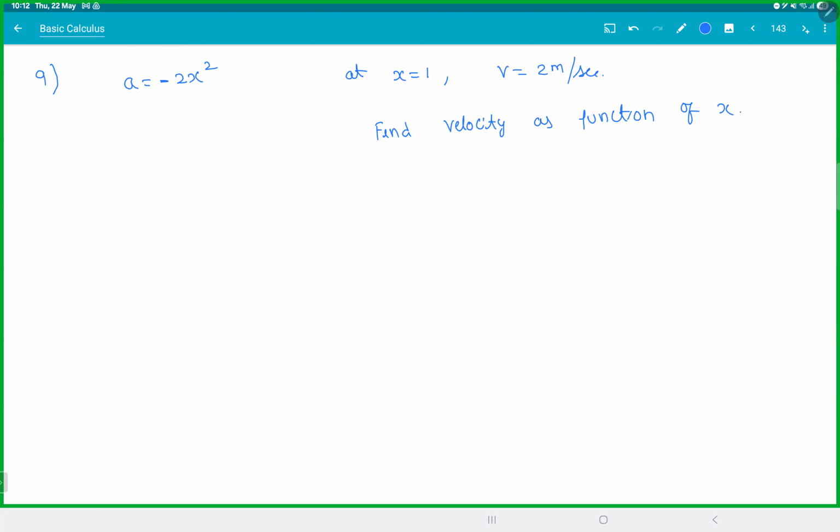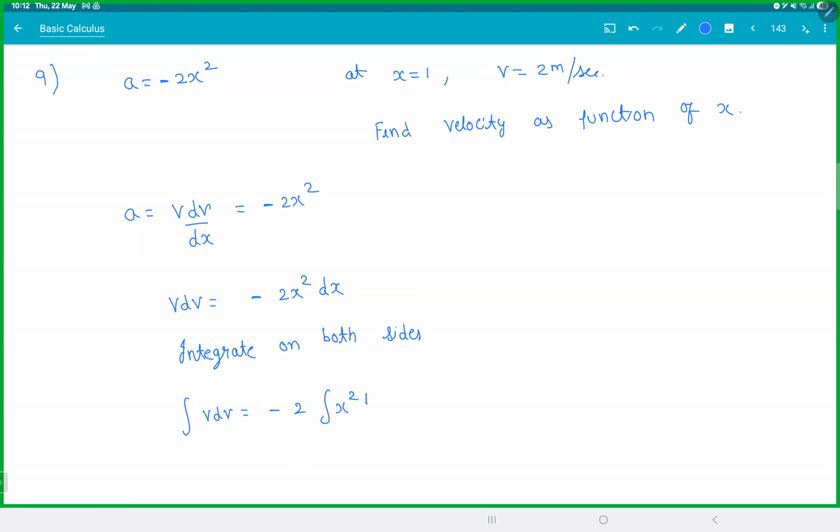Let's see. What is acceleration? a is v dv by dx. This is an easy one, single integration, minus 2x square. So v dv is equal to minus 2x square dx. Integrate on both sides. So integral v dv is equal to minus 2 integral x squared dx.